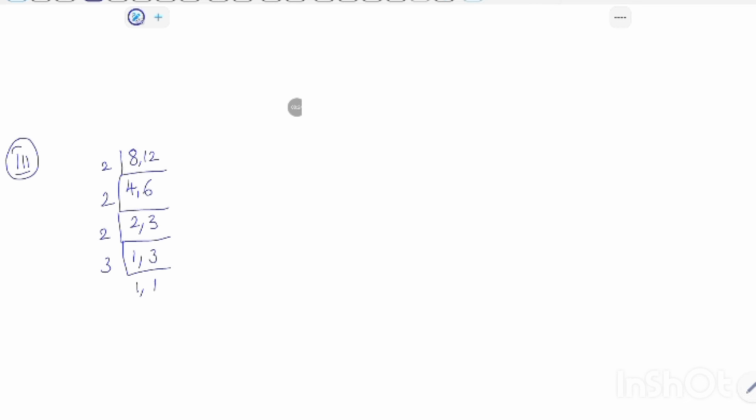Now I just need to multiply in this order to get the LCM. Using the third method, the LCM of 8 comma 12 is equal to 2 into 2 into 2 into 3 into 1, no need to write the 1 here. So 2 cube is 8, and 8 into 3 is 24. So again we got the same result.